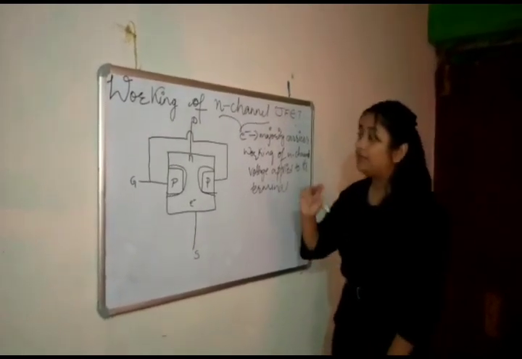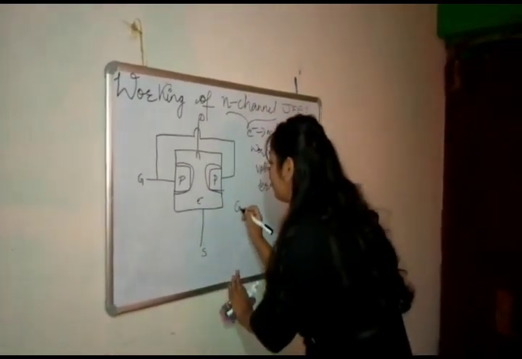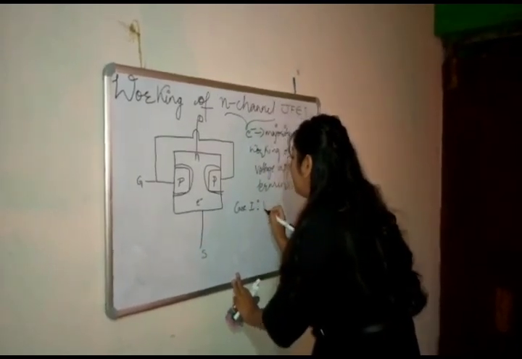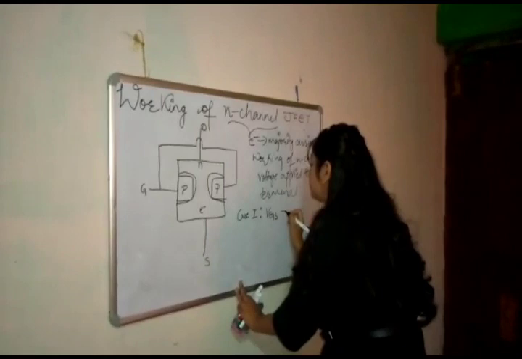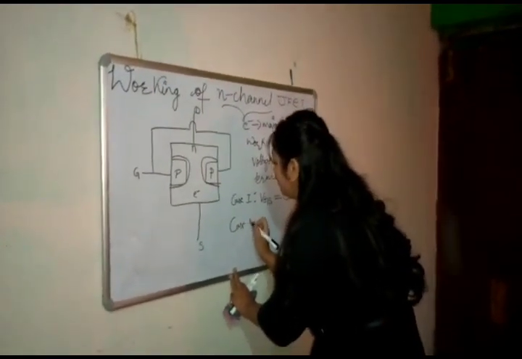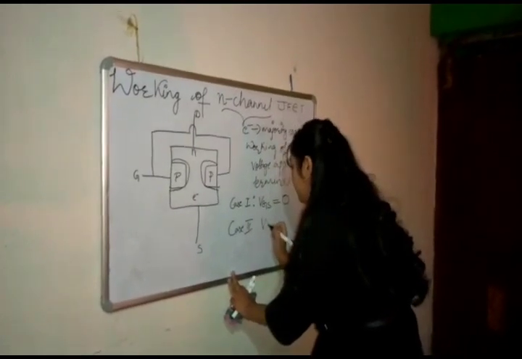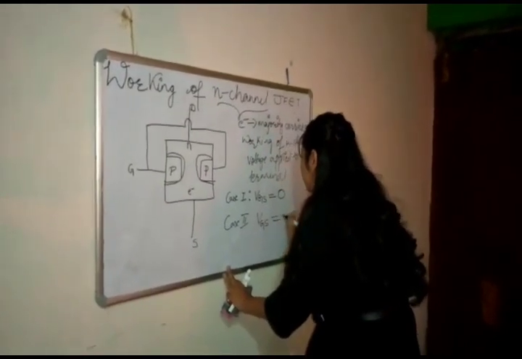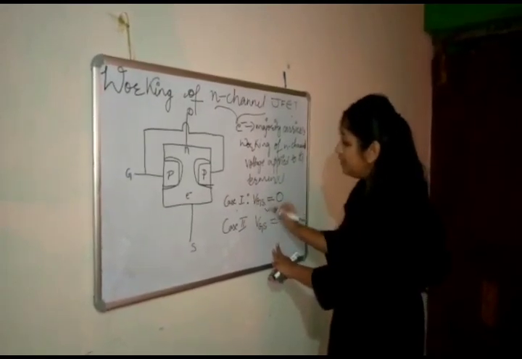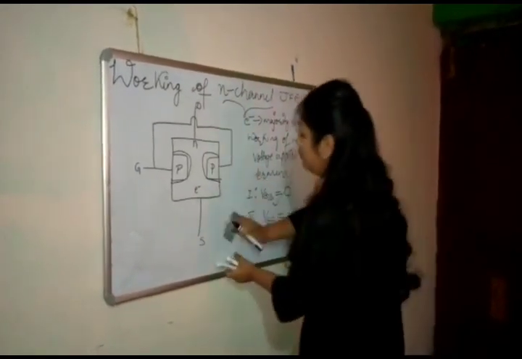So here we have 2 cases. Case number 1 is when VGS is equal to 0 and case number 2 is when VGS is negative. So now we will discuss case 1, that is VGS equal to 0.